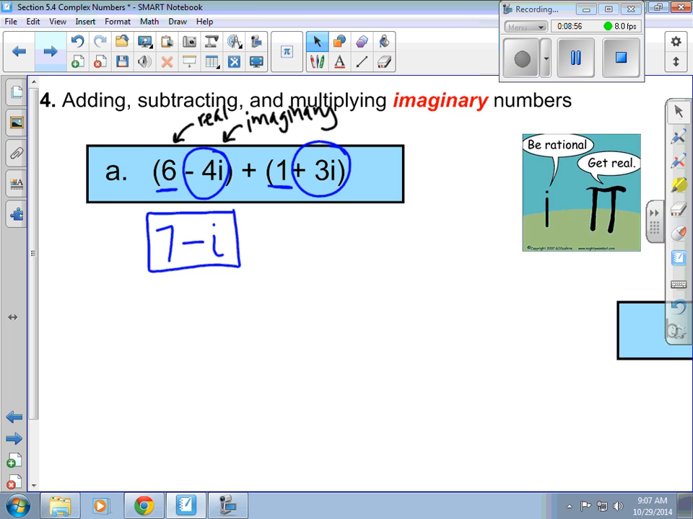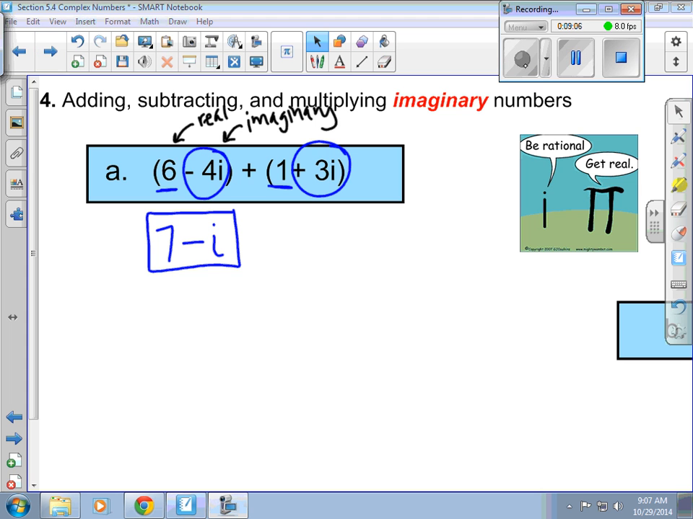Little joke off to the side. It's kind of funny. Pi is a rational number because it's involved. It's a rational number. And sorry, pi is an irrational number. It is, and i is an imaginary number. So the pi is telling the imaginary number to get real, and the imaginary is telling the pi to get rational because it is irrational.